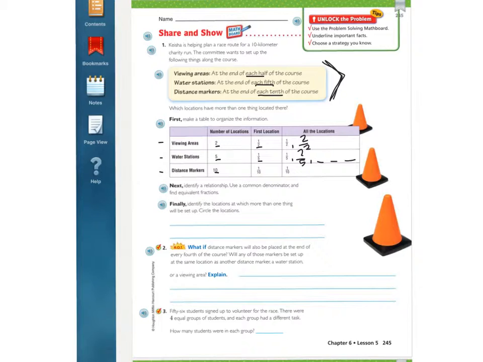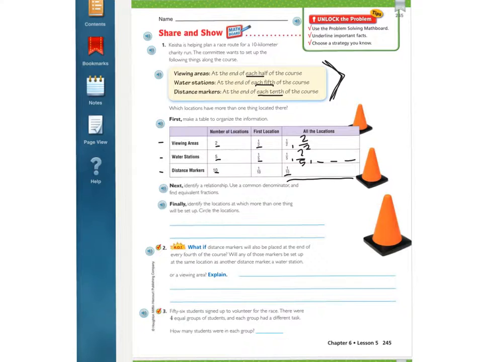There's a hint. Distance markers are 1/10. The first location has 1/10. When we look at the denominator, with a denominator of 10, that should tell you how many locations it will be. Once you have filled in all the locations for distance markers, we're going on to the next step.